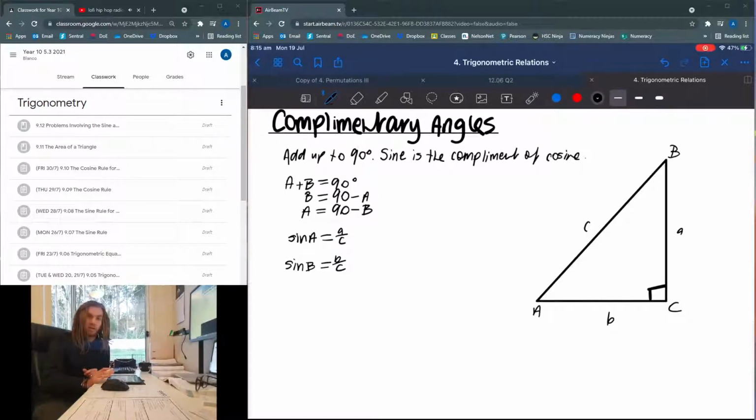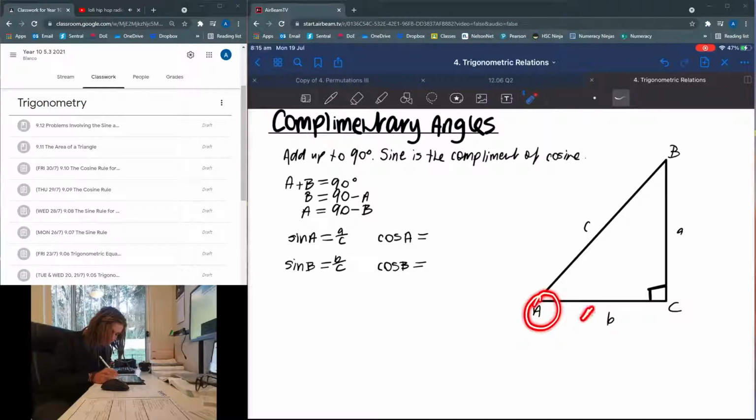This lesson is going to be about identifying things that people might have already seen, and I'm going to try and formalize it. So I hope that some people have noticed this before. Cos A and cos B. So cos A, adjacent over hypotenuse, so B over C, and cos B, that's adjacent over hypotenuse, so that's A over C.